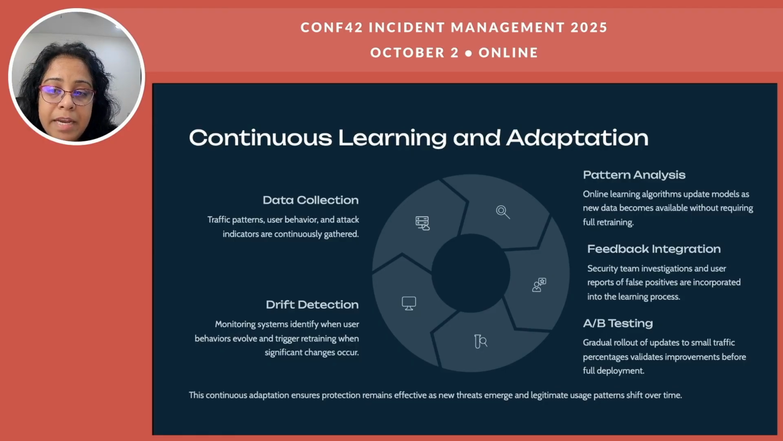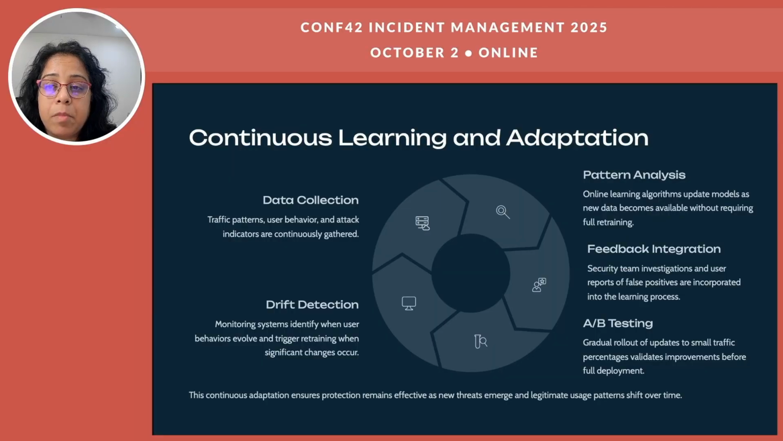this isn't a set it and forget it system. Remember our committee of experts, they never stop learning. They are constantly learning through continuous adaptation. Few things for them to evolve over time. For example, data collection: traffic patterns, user behaviors, attack indicators are continuously gathered.